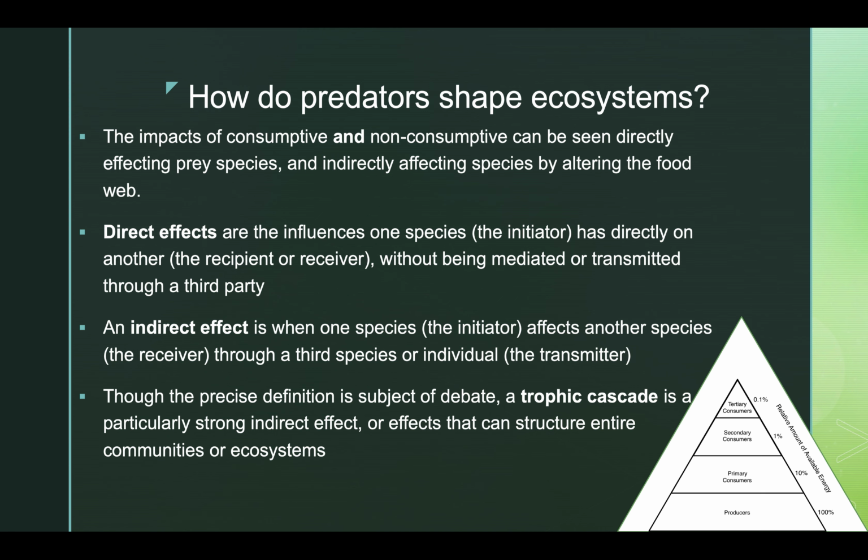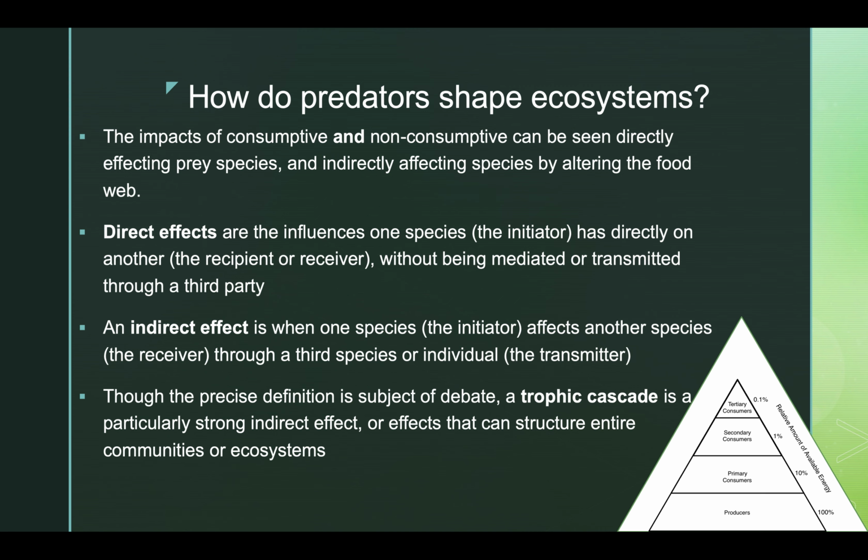An indirect effect is when one species will affect another species through a third party. So an example of that would be, you've got a shark that will eat a dolphin that will then eat a smaller fish. And an indirect effect could be that, because of the threat of the sharks, the dolphins are less likely to spend time foraging for these other fish.